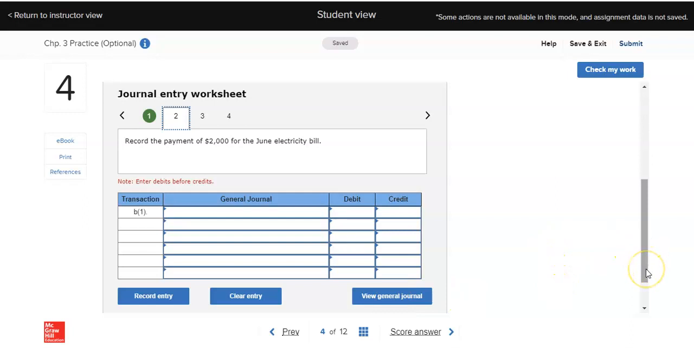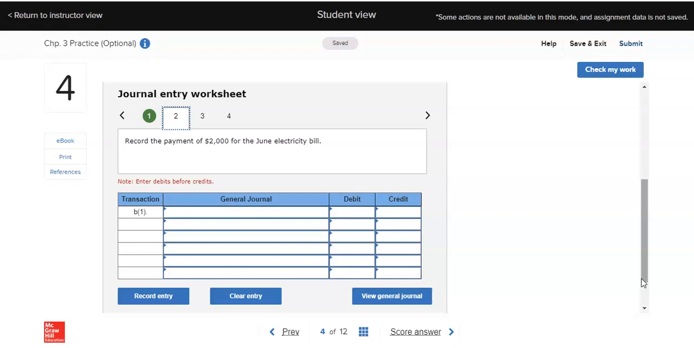B Part 1 says to record the payment of $2,000 for the June electricity bill. Now, we decided that June's electricity should have been recorded in June. Let's assume that it was. In June, utilities expense should have been debited. But what did they credit since they didn't pay it? They credited accounts payable, an amount that will be paid in the future.